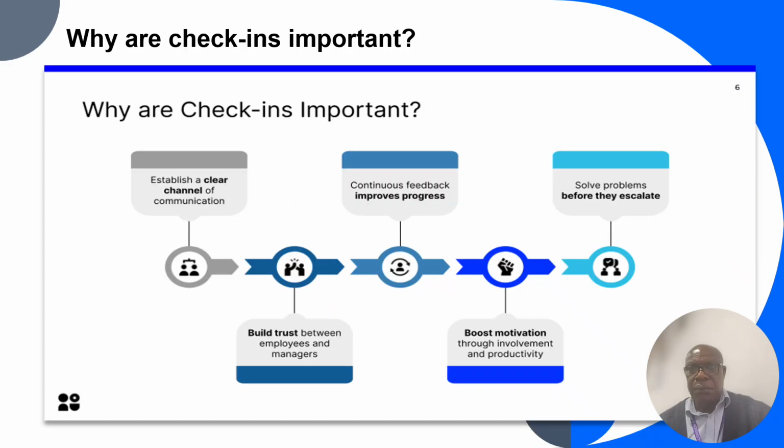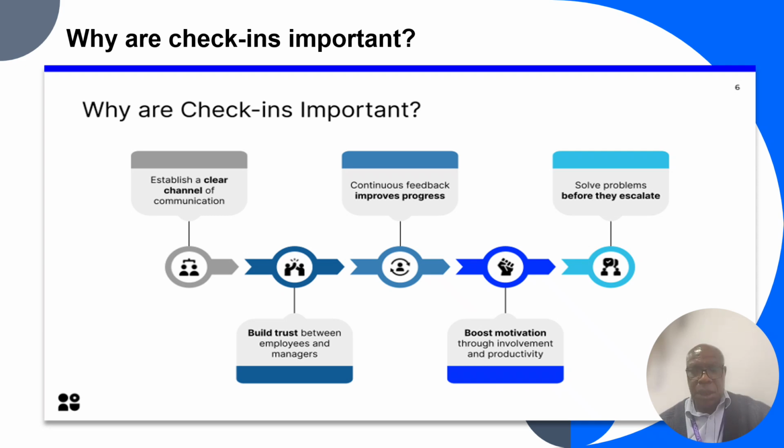Okay. We can also look at different check-ins, and why check-ins are important. At each milestone along the way, you can establish a clear channel of communication, continuously build trust between employees and managers, and continuous feedback improves progress. This can also boost motivation through involvement and productivity, and then problems are solved for the benefit of the teams, and if not, it can be escalated at this point.